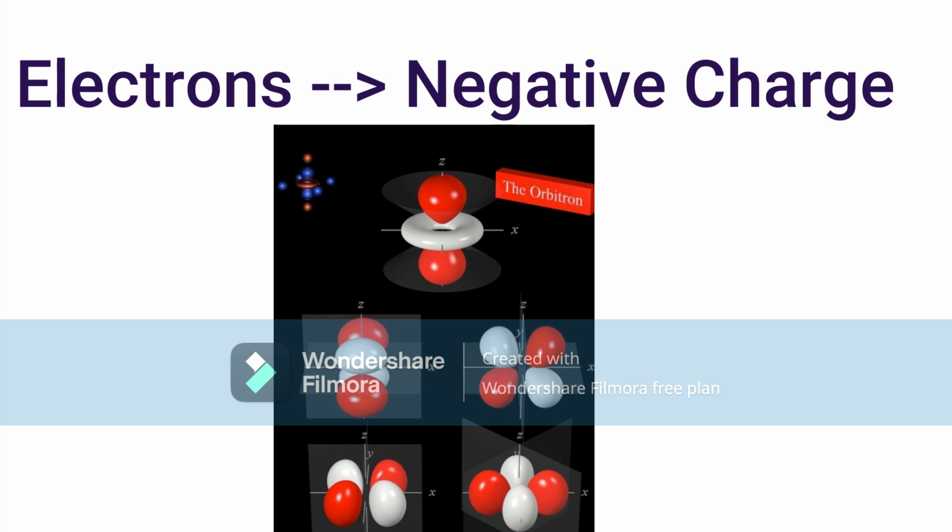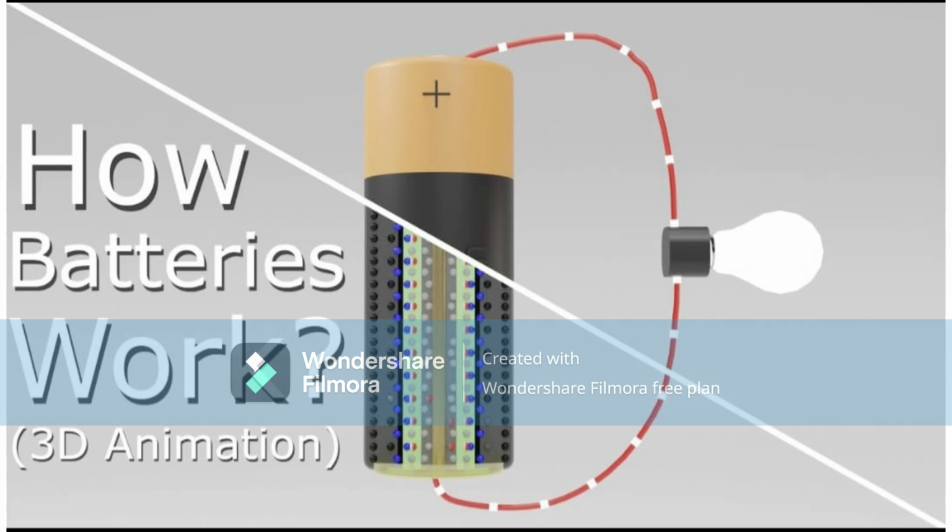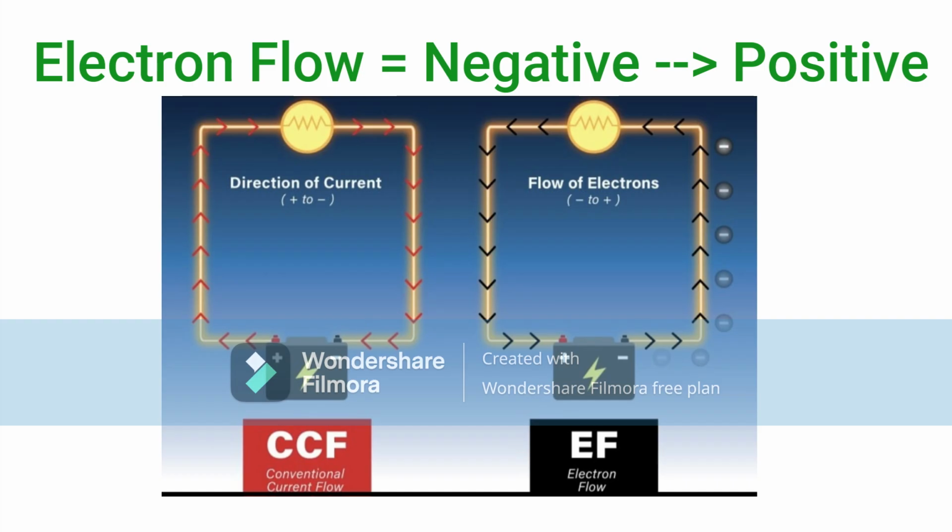So, to make electrons move, we need a source like a battery. A battery has two terminals, as we all know, negative and positive. Electrons always move from the negative terminal to the positive terminal. And this movement of electrons is called electric current.